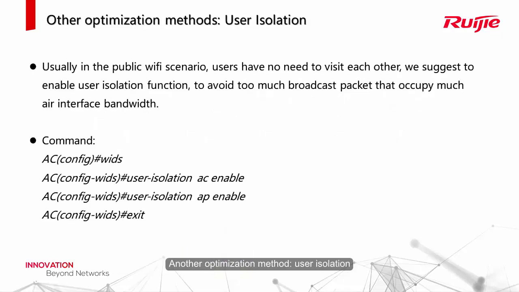Another optimization method, user isolation. When we are deploying public Wi-Fi, there is no need for users to access each other. At this time, we recommend enabling the user isolation function, which is based on ACO AP, and the command is shown in the slide.